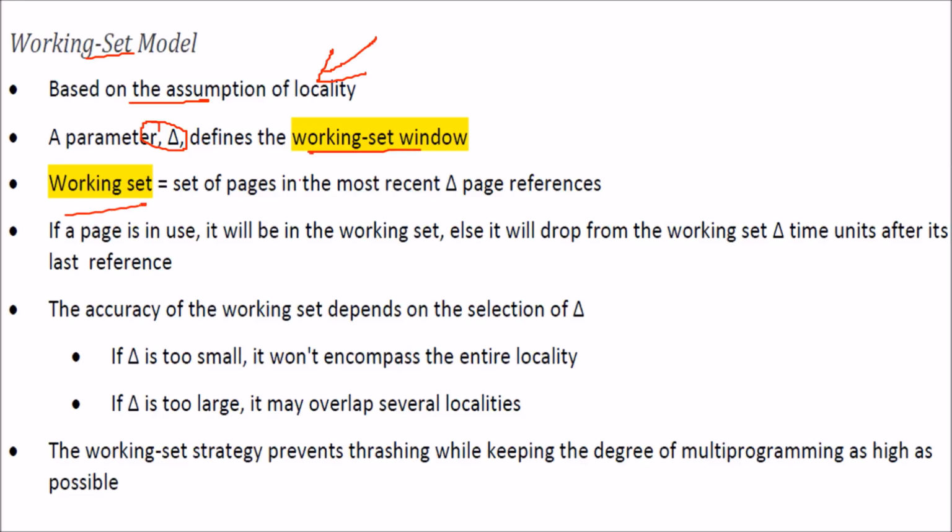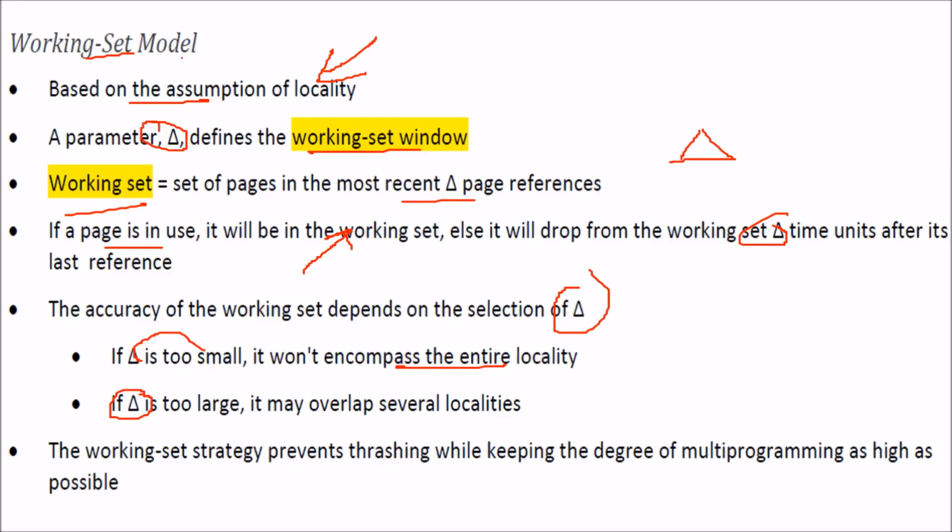So what will the working set contain? It will contain the set of pages which are most recently used in that delta time. If the page is in use, it will be in the working set. Otherwise, after delta time, we will drop it from the working set. It will not remain in the working set. The accuracy of the working set depends totally on the delta you have chosen. If delta is too small, it will not encompass the locality properly. If delta is too large, there will be some overlapping between different localities, right?